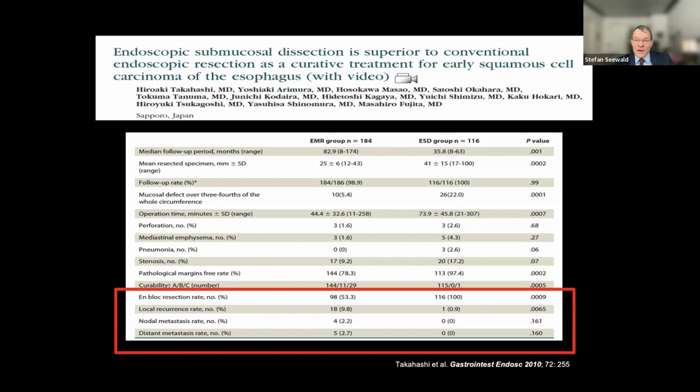Compared to the EMR, when we look at the ESD group, we have an en bloc resection rate of 100%, and only in one patient there was a local recurrence, and there was no nodal metastasis and also no distant metastasis. So EMR is not very good for squamous cell cancer, and I will show you the reason for this.